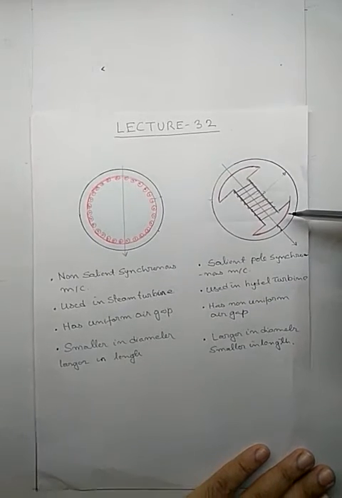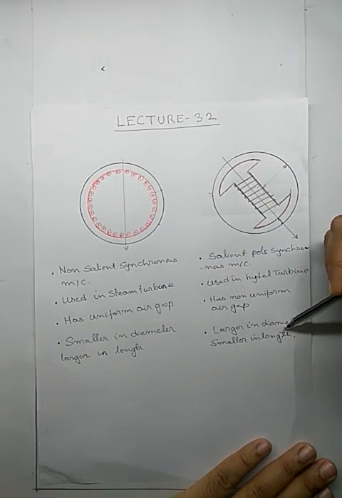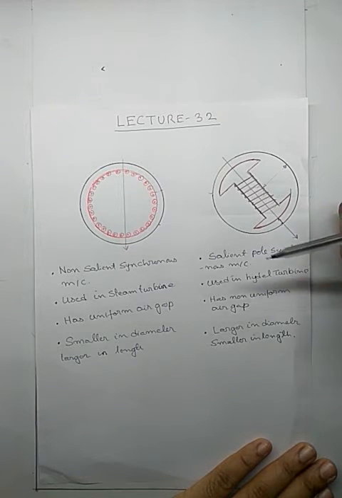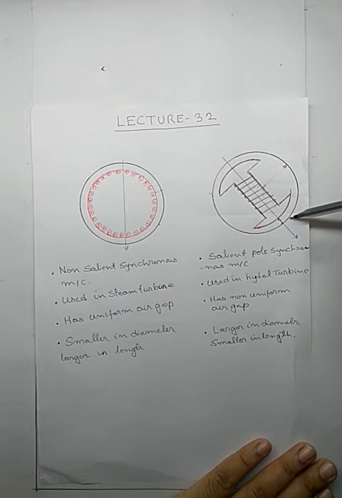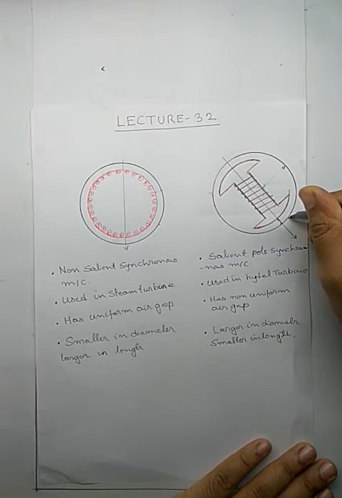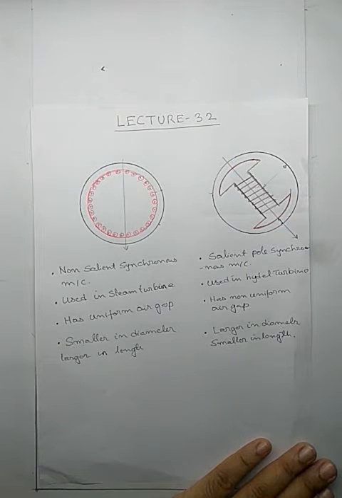One more thing we have seen is that this has a smaller diameter, and this has a larger diameter. Another thing is obvious: if it is smaller in diameter, it will be longer in length. If it has a large diameter, it will be smaller in length. So this we have seen in the last class.